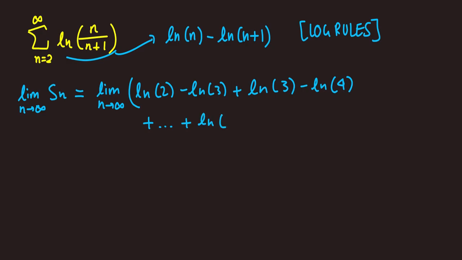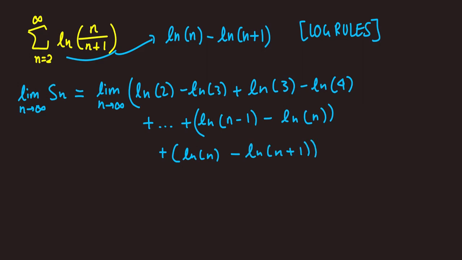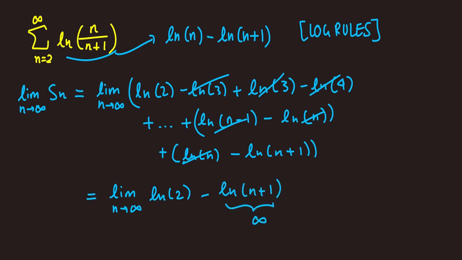So again, we start from ln(n-1) minus ln n, and then end with ln n minus ln(n+1), and then we do the cancellation and see what's left over. We end up getting ln 2 minus ln(n+1), and in this case that is going to be infinity, so we're subtracting infinity. That's going to be negative infinity, and that gives us divergence.